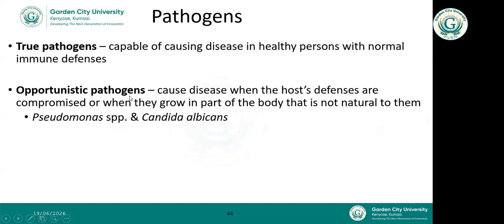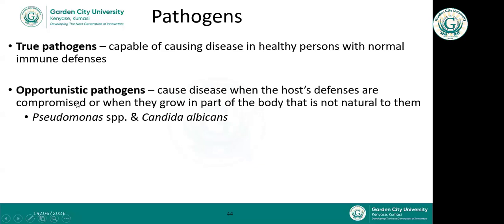Then we have the opportunistic pathogens. These ones, in a healthy person, don't cause diseases or infection. They only cause infection when there's a problem with the defense system, when the immune system is compromised, or when they grow in other parts where they are not normally found. If the site is new to them and they get there, they cause infections or diseases. An example is Candida. You can have Candida in the vagina and it could be normal. But in other sites, you can have Candida infection of the eye, or Candida infection in the lungs. Because they are not found in those sites naturally, they can result in disease because these are opportunistic.